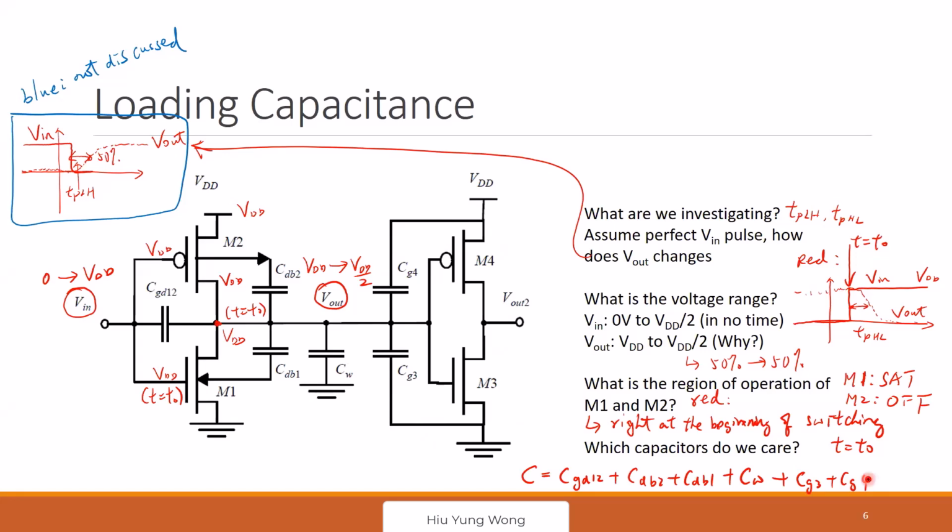Now our goal for this lecture is to understand the delay from Vin to Vout when I switch from 0 to VDD. Now you know that we have these different capacitors. We also know the region of operation is off for M2 and saturation for M1. Now we will calculate this capacitance. Is this okay? Setting the stage is important.